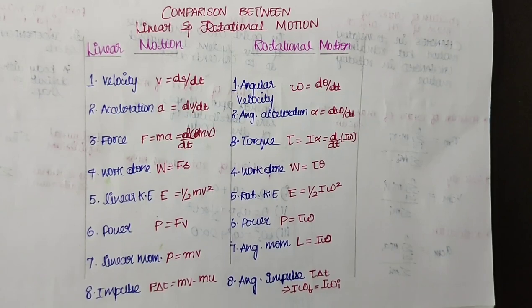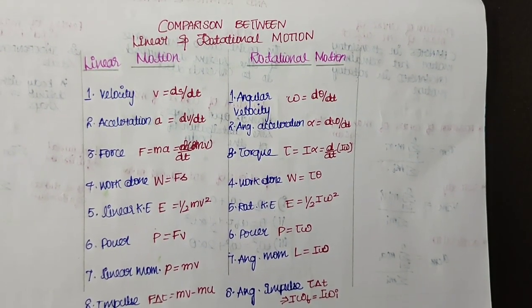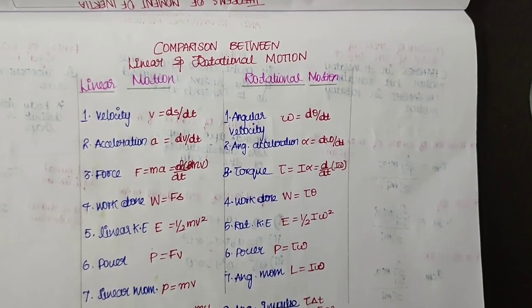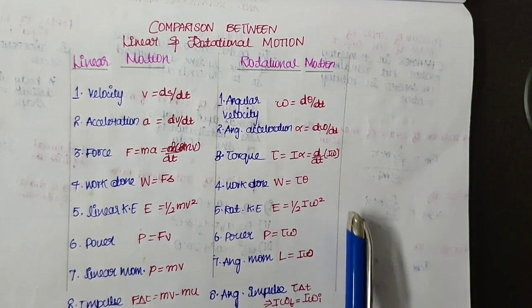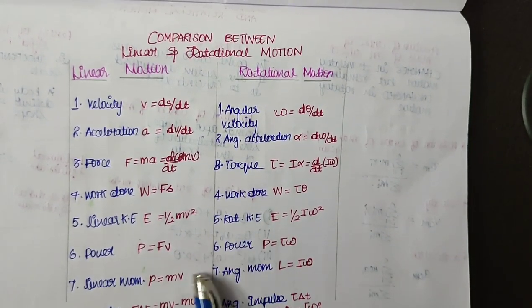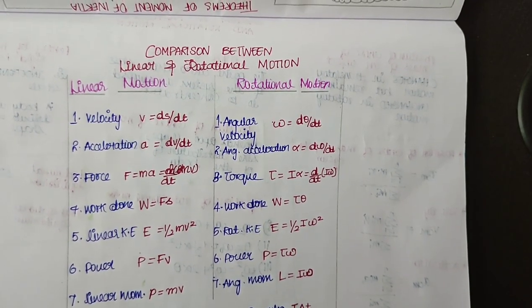And to talk about the linear momentum, it is equal to m into v. Here it will be L equal to I omega. Even if you know all the formulas of linear motion, you can easily substitute the values for the rotational motion. In this case, if it is m into v, you should substitute it by I into omega.